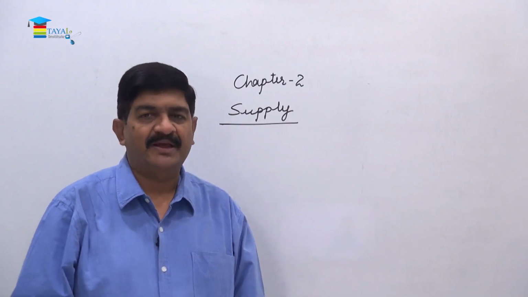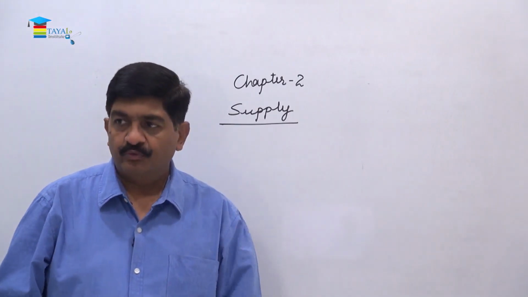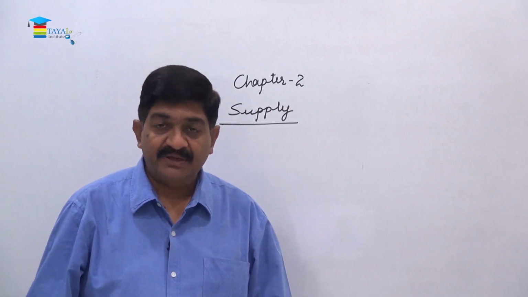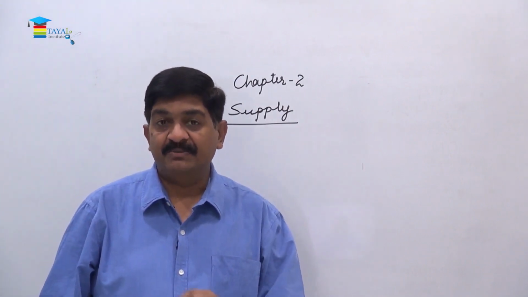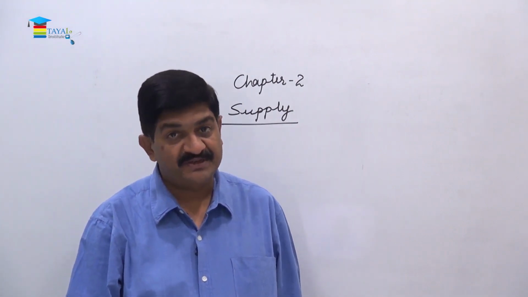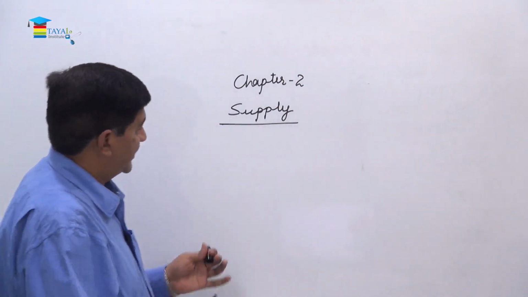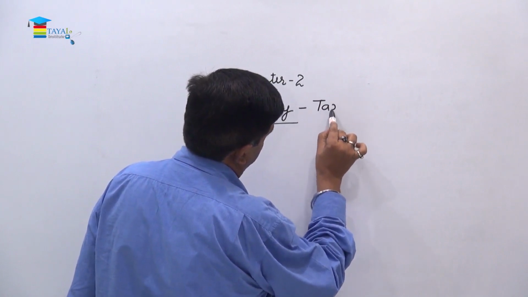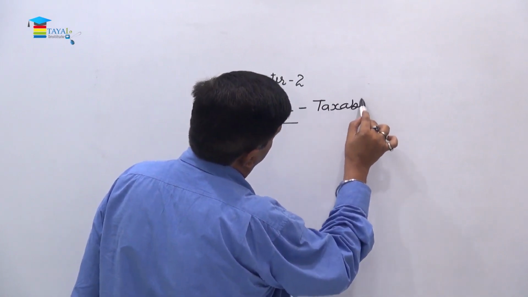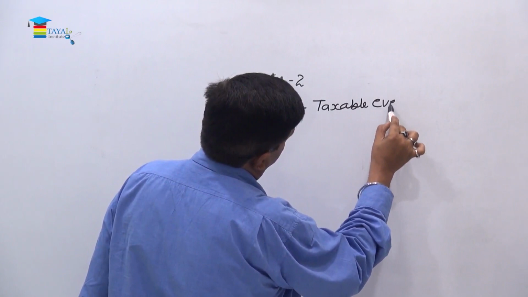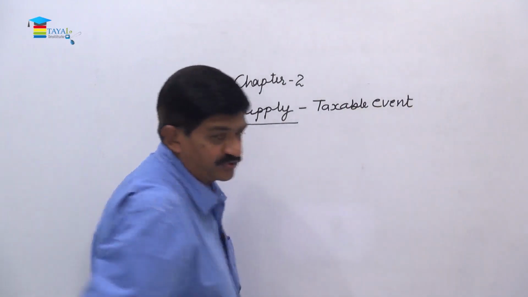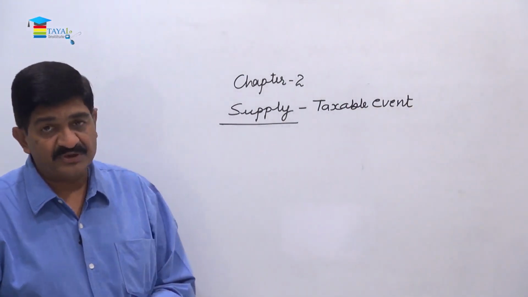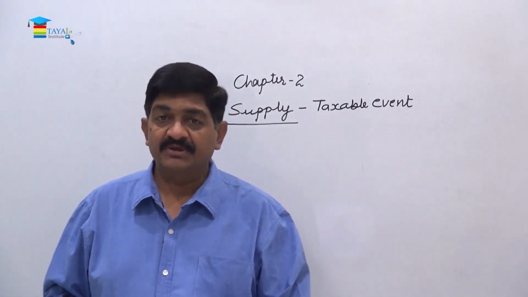The topic is supply. What is called supply? That is the main taxable event for the purpose of GST. So the supply is the taxable event. As and when supply takes place, the tax liability accrues. So we have to understand clearly what is the meaning of the term supply.